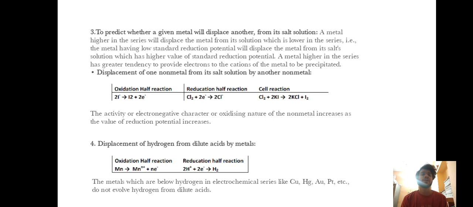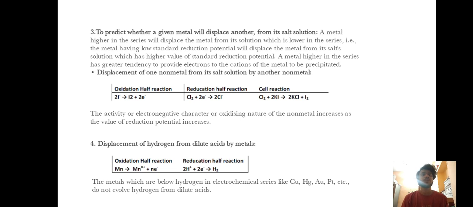To predict whether a given metal will displace another from its salt solution: a metal higher in the series will displace the metal from its solution which is lower in the series. I.e., the metal having low standard reduction potential will displace the metal from its salt solution which has a higher value of standard reduction potential. A metal higher in the series has greater tendency to provide electrons to the cations of the metal to be precipitated.